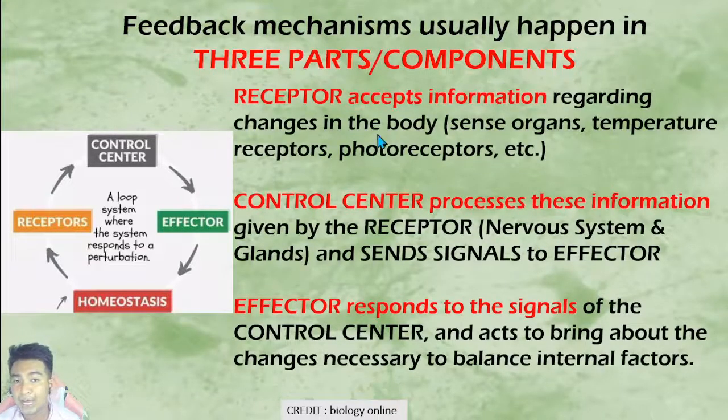The receptor accepts the information. Sense organs, the temperature receptors, accept the information that something is changing. The control center, usually the nervous system or the glands, sends signals to the effector, which then responds to the signals and acts to bring about the changes necessary to balance internal factors. They activate something in order to counteract these stimuli.